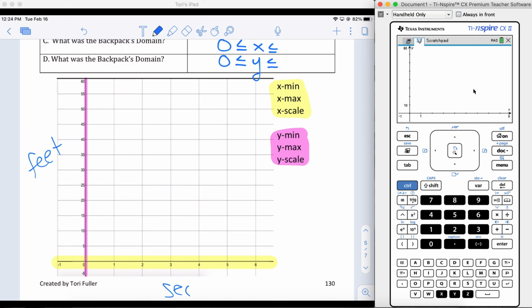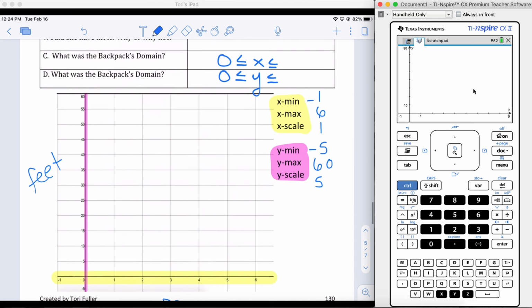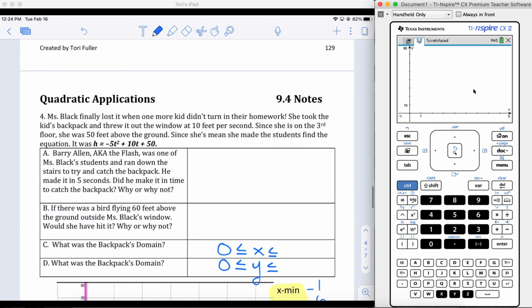I know what my window is going to be from -1 to 6, counting by ones. Y's are going to be from -5 to 60 this time, but only counting by 5s. So that's a little different than what we've seen before. Okay, all right, I'm going to scroll up and get my equation. Type it in using tabs.